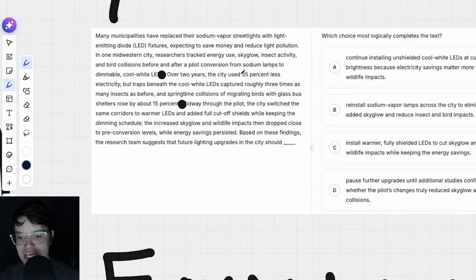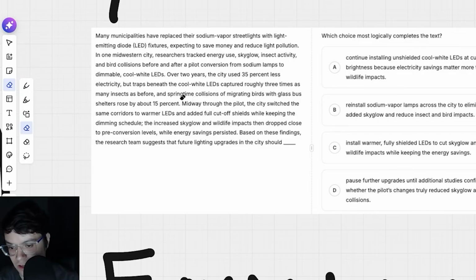So if we try to do that, we can say the city used 35% less electricity. Okay, so the city reduced the electricity use a lot, but traps between the cool white LEDs captured roughly 3 times as many insects as before. Okay, so there were many more insects being caught essentially by the lights than there were before. The insects are running into the light, like you might see with a computer screen, if you have a fly in the room, they're trying to touch the lights, they're really attracted to it. And then also the collisions of migrating birds rose by about 15%. Okay, so the birds were also attracted to the light. They're running into the light, not very smart birds. So less electricity, good thing, but then all these other bad things. It's really hurting the insects and stuff.